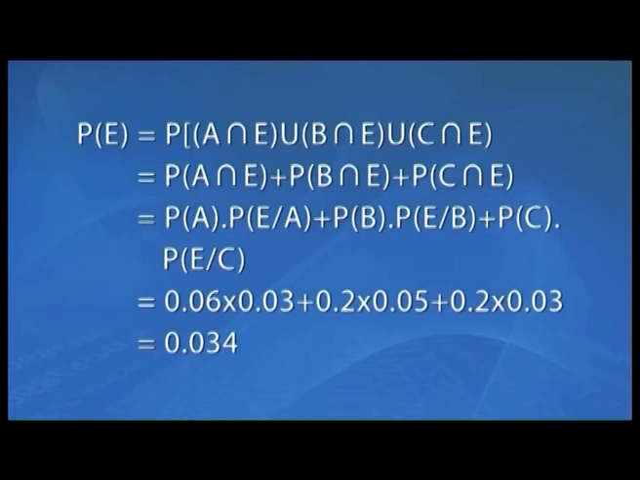The probability that an item selected at random from the stock is defective is given by P of E is equal to P of A intersection E union B intersection E union C intersection E. Using addition theorem of probability, we get P of A intersection E plus P of B intersection E plus P of C intersection E, which is equal to P of A into P of E given A plus P of B into P of E given B plus P of C into P of E given C is equal to 0.6 into 0.03 plus 0.2 into 0.05 plus 0.2 into 0.03, which is equal to 0.034.